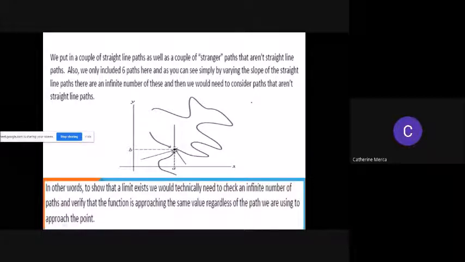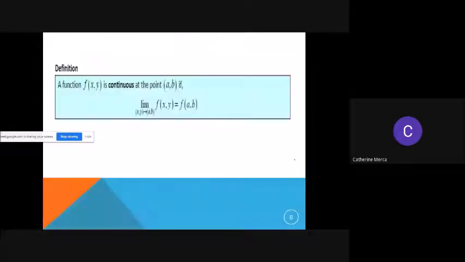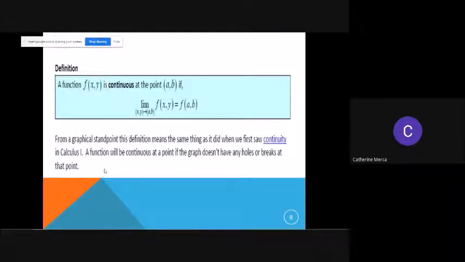In other words, to show that the limit exists, we would technically need to check an infinite number of paths and verify that the function is approaching the same value along every path we're using to approach. So, that's a lot. And how are we going to do that to simplify? We say that a function f of x,y is continuous at the point (a,b) if the limit of f of x,y as (x,y) approaches (a,b) is equal to the function at (a,b). Take a look at this from a graphical standpoint. What does that mean?